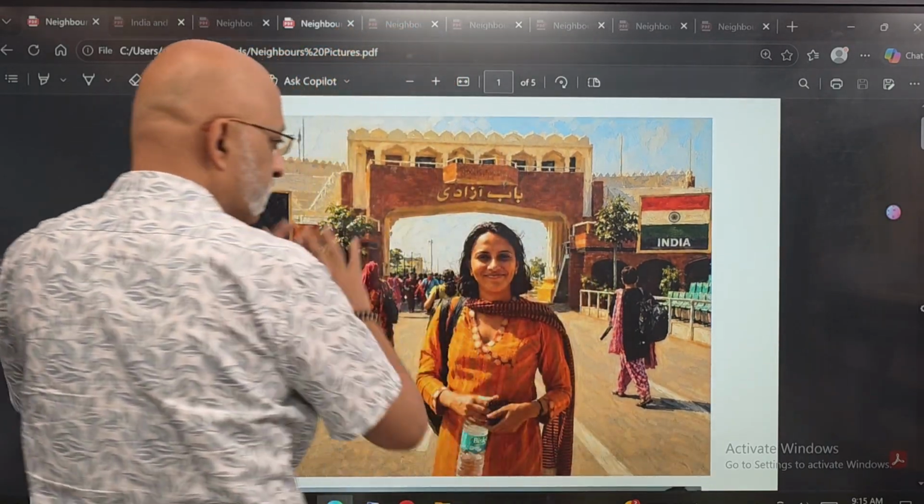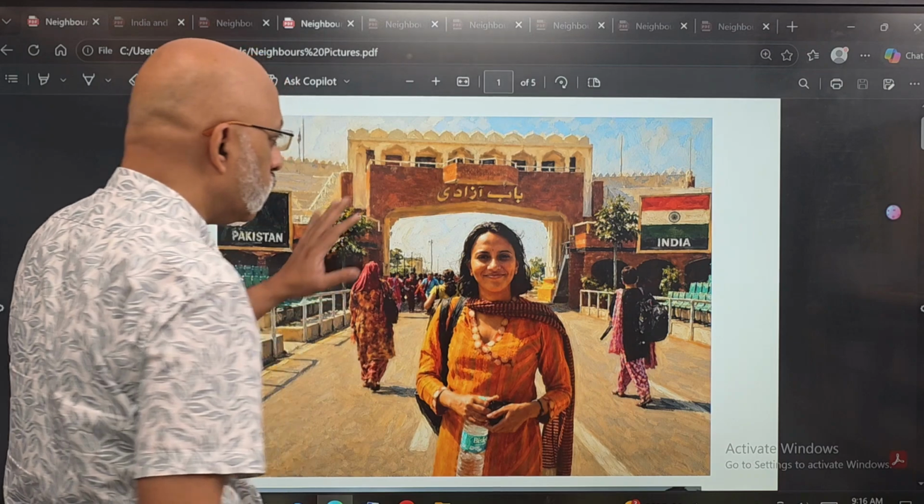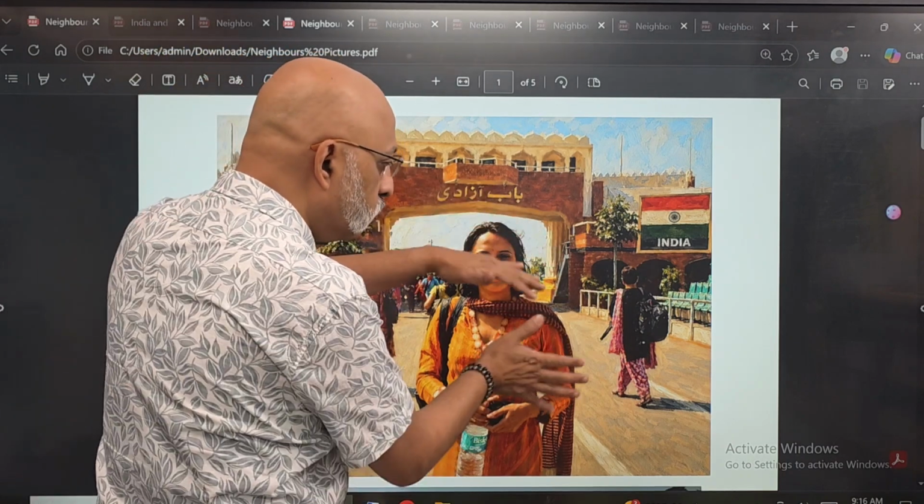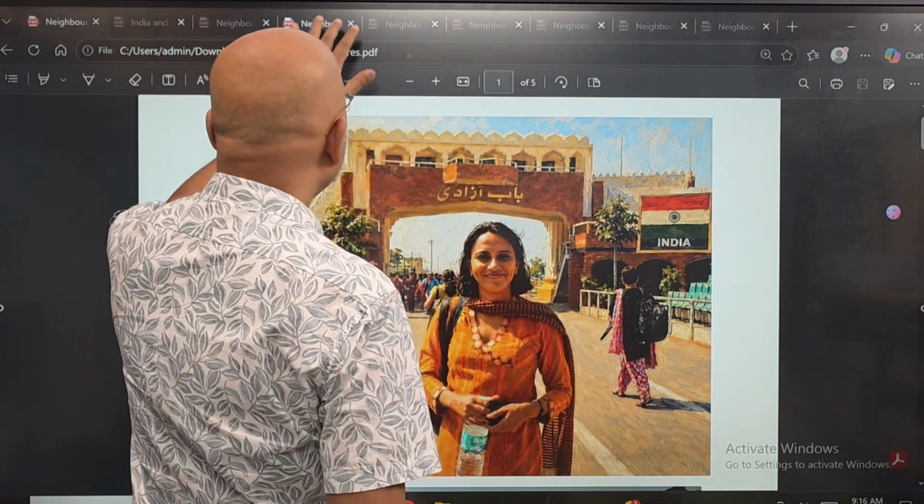This is my wife. I mean, this is a chat jeep because the original photograph was not very good. At the Wagah border, from where you move from India to go to Pakistan.